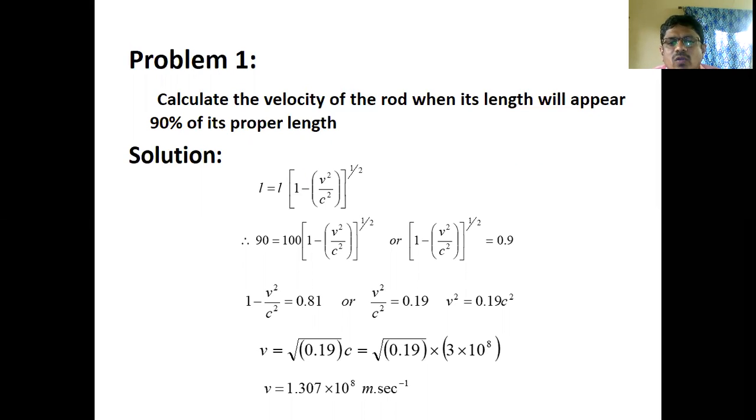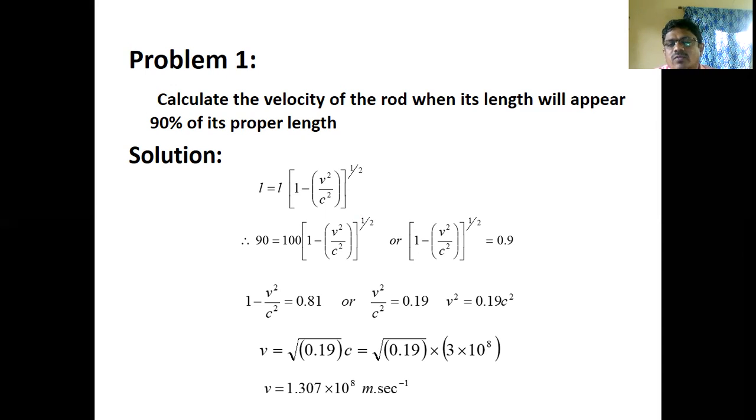Solution: L is equal to L0 into (1 minus V square by C square) whole power 1 by 2. Therefore 90 is equal to 100 into (1 minus V square by C square) whole power 1 by 2, or (1 minus V square by C square) whole power 1 by 2 is equal to 0.9. So 1 minus V square by C square is equal to 0.81, or V square by C square is equal to 0.19. Therefore, V square is equal to 0.19 C square.